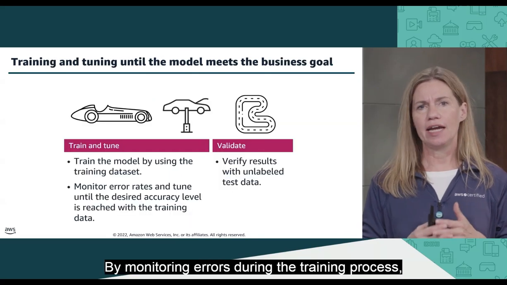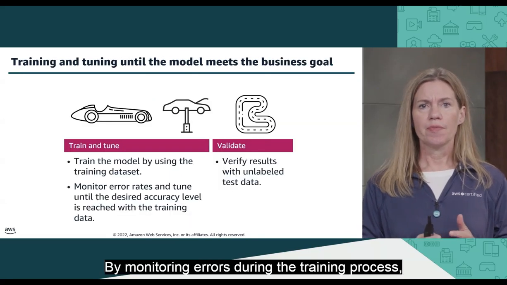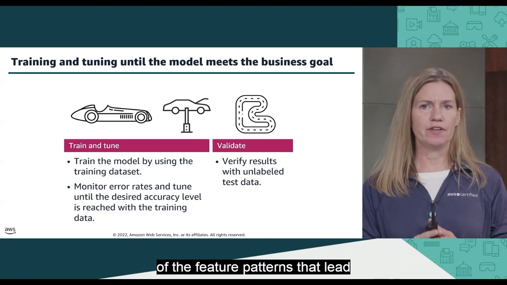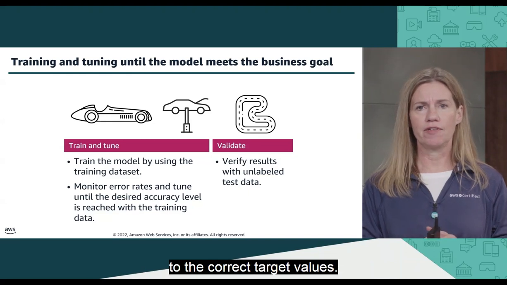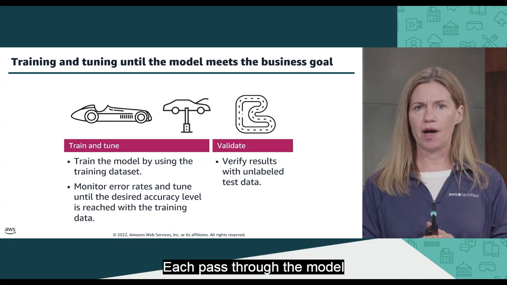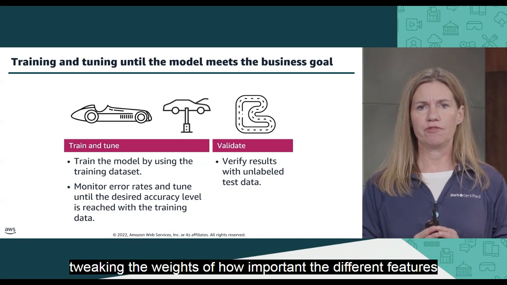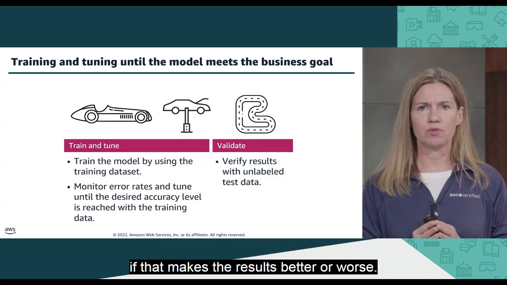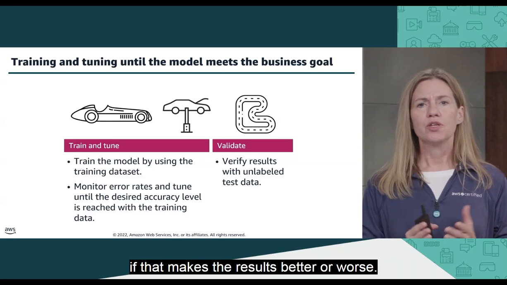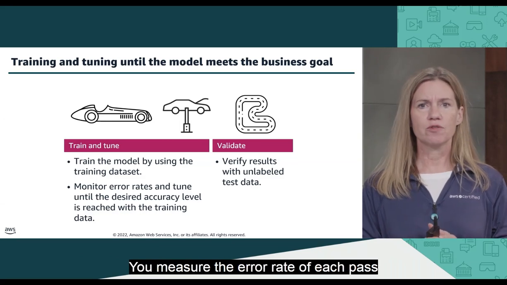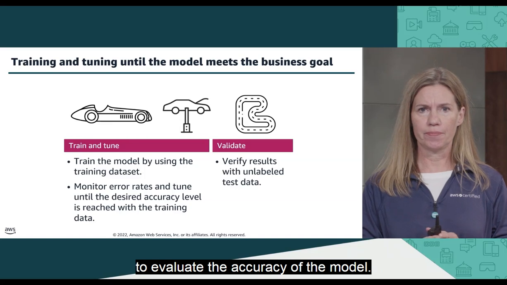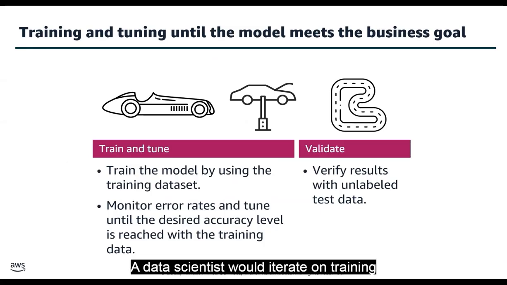By monitoring errors during the training process, the model improves its understanding of the feature patterns that lead to the correct target values. Each pass through the model allows the tuning of parameters, tweaking the weights of how important the different features are, and then seeing if that makes the results better or worse. You measure the error rate of each pass to evaluate the accuracy of the model. A data scientist would iterate on training and tuning the model until the error rates indicate that the model is accurate enough for the business problem.